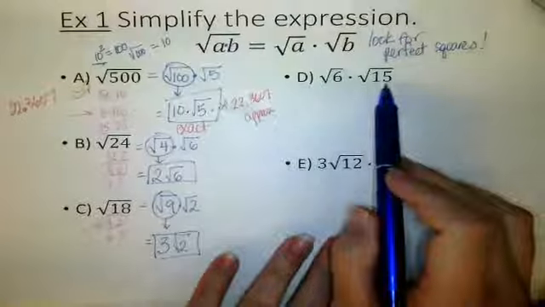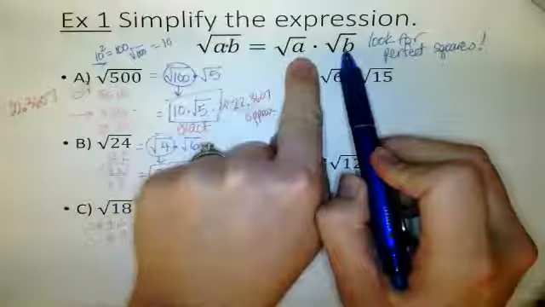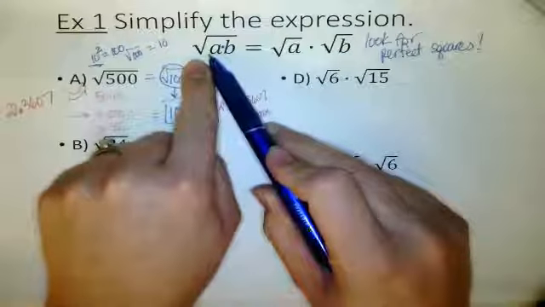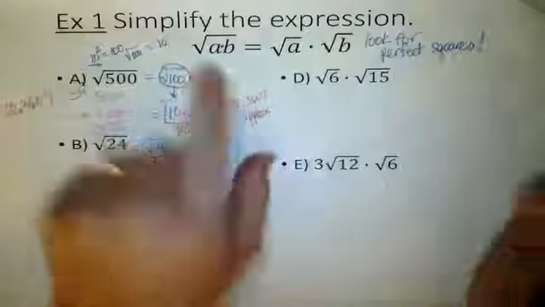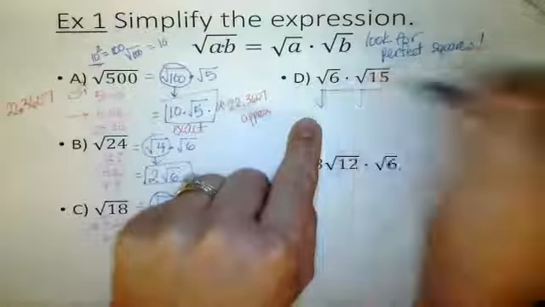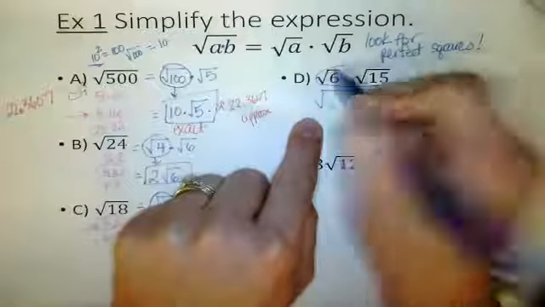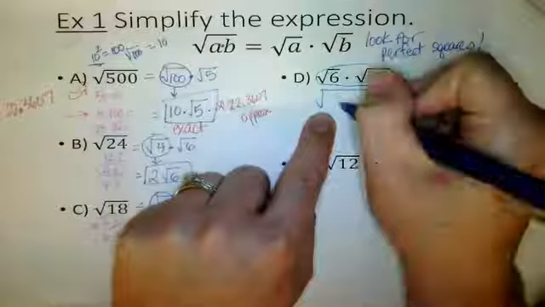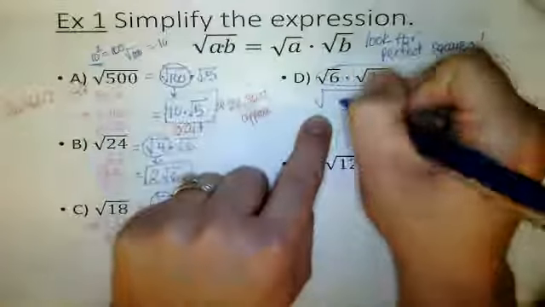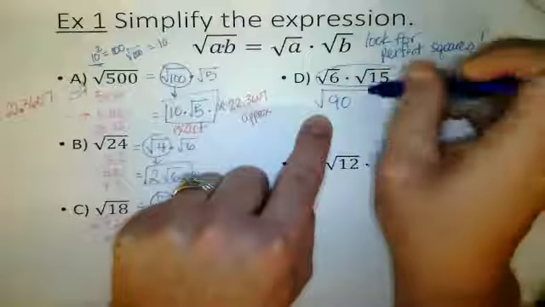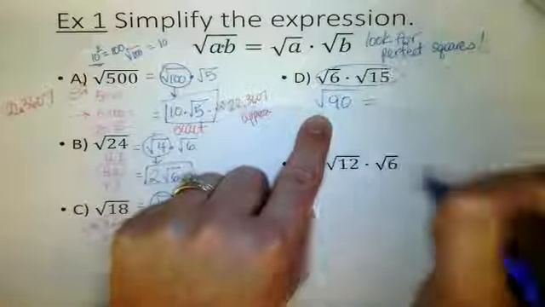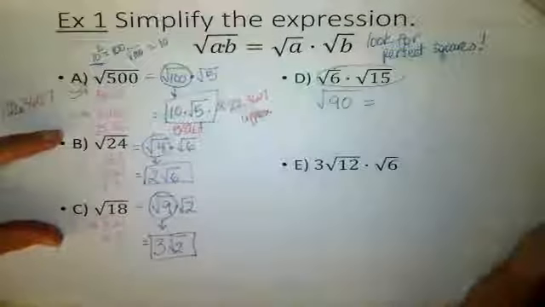They're totally radical. So what we can do is use this property in reverse. I want to multiply them together under a giant radical. So I am going to say radical 6 times radical 15. What is 6 times 15? 90. So I'm going to write it under one giant radical. Then now I'm back to what we were doing over here.